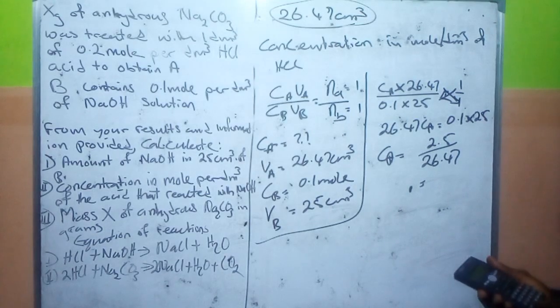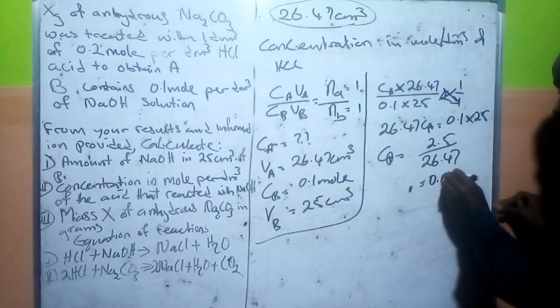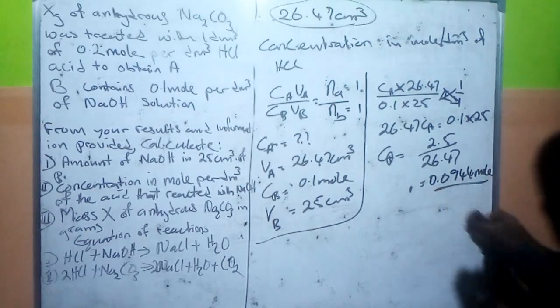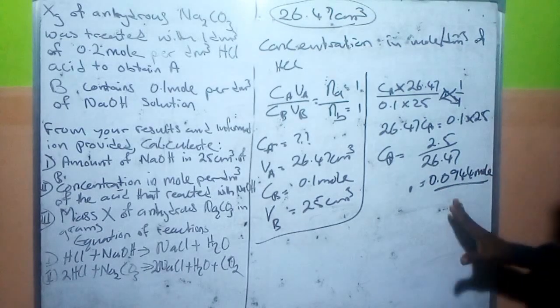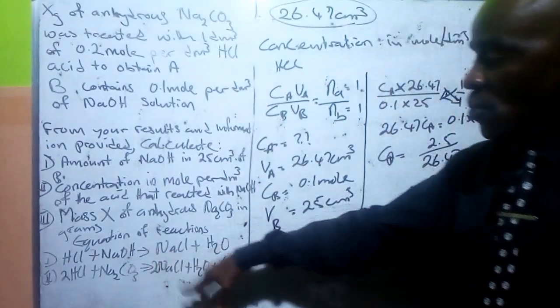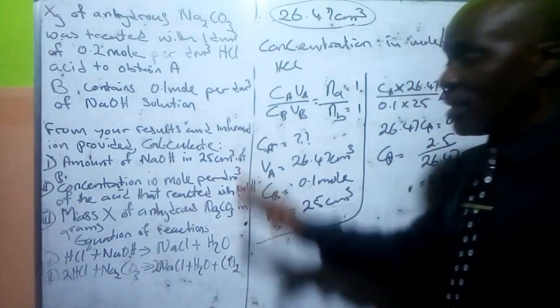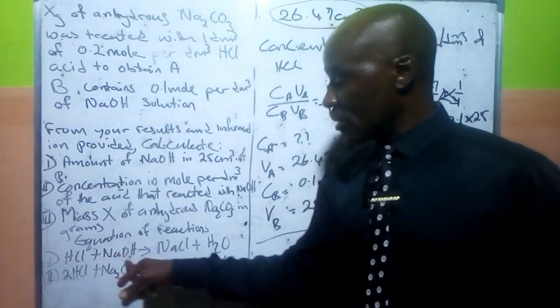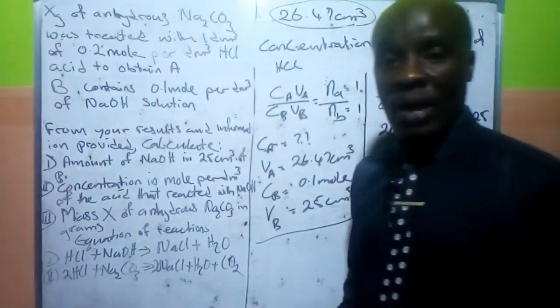So let's see what we get there. We have 2.5 divided by 26.47. What we have is approximately 0.0944 moles. Now, this is for what happened in this reaction. And remember, we have two reactions that took place in this very analysis we are doing. The first one has to do with hydrochloric acid and sodium hydroxide.